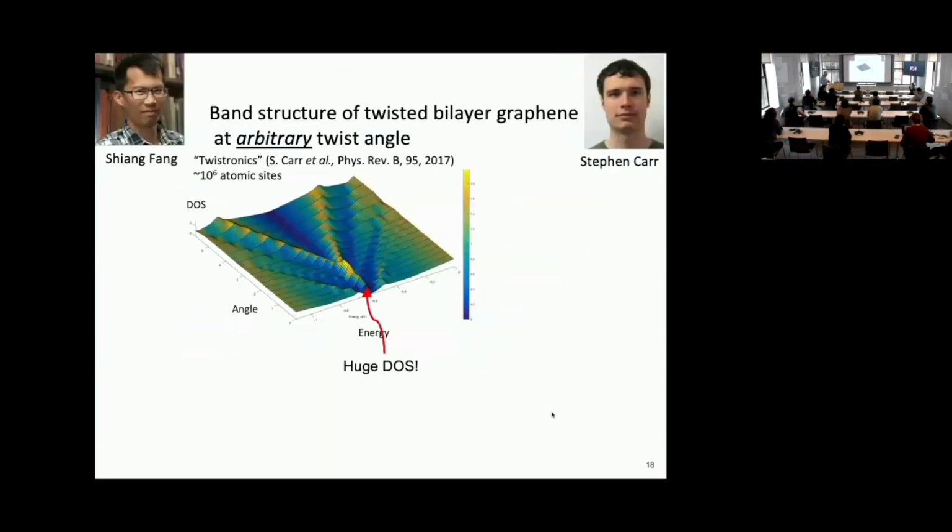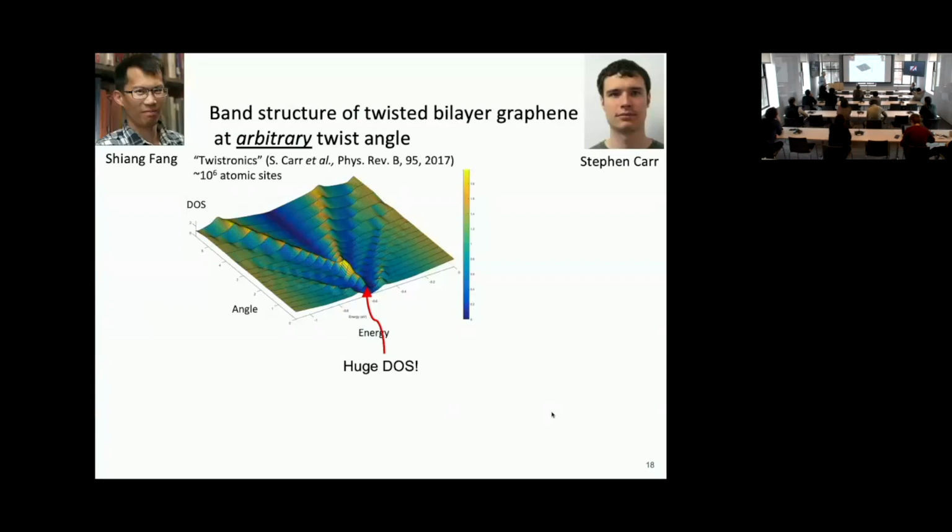So that's what we did in this paper back in 2017. So this is now the density of states on the vertical axis. On this axis is the twist angle, and on this axis is the energy. And at zero twist angle, you get this plot of density of states for graphene that I showed you already, with zero density of states at the Fermi level.